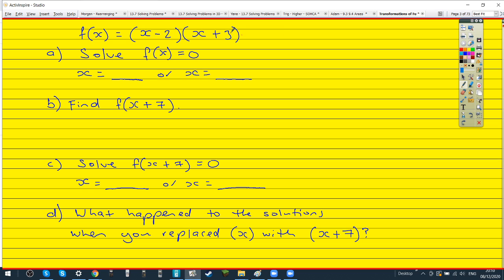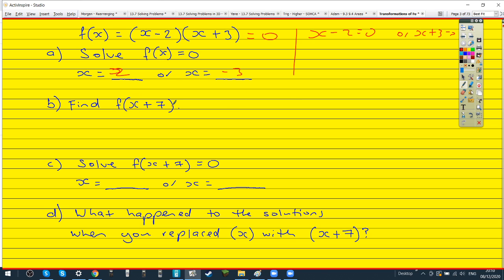Okay. Solve f of x equals 0. This equals 0. What is x? Minus 2 or 3. Nope. Other way around. Plus 2 and minus 3. Yeah, so it's x minus 2 equals 0 or x plus 3 equals 0. Yep. x equals 2 or minus 3.